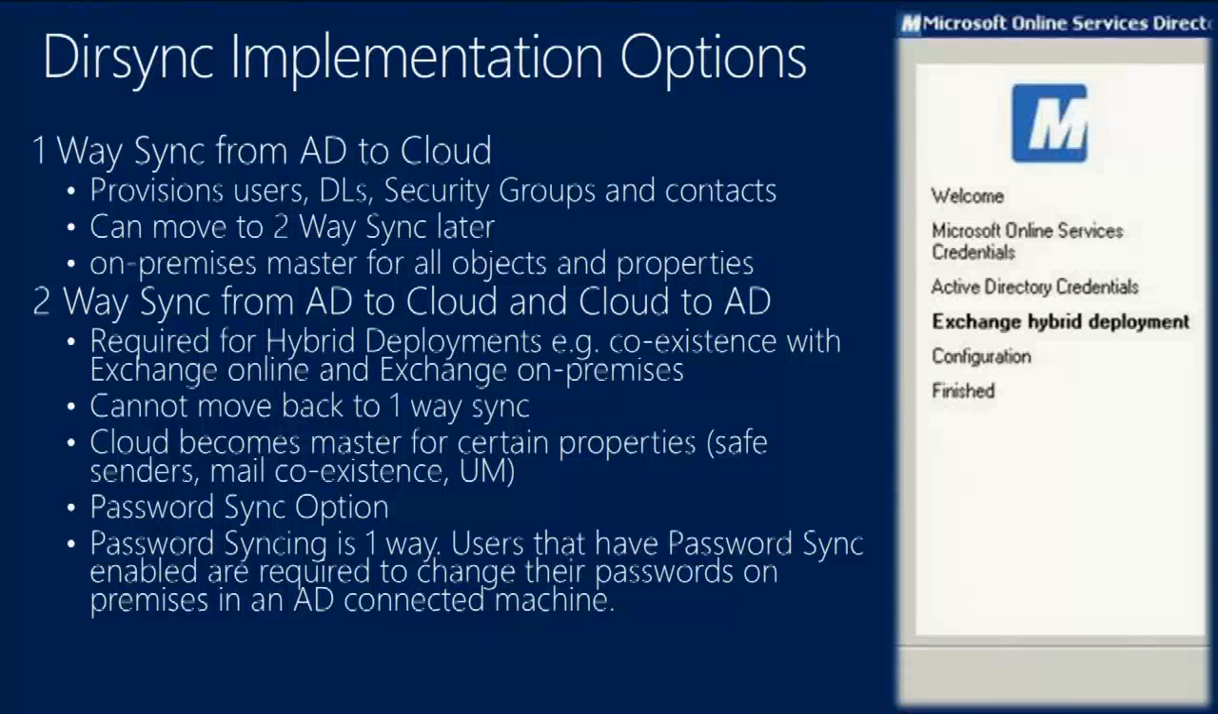So, options. You can do a one-way sync to the cloud: I go, I get. If you enable rich coexistence, you can have a two-way sync to the cloud. Basically, any changes that you make get pushed back. The only thing is it's an irreversible action. So once you click that switch, yes, for two-way, you can't then go back to one-way. Okay? So the cloud becomes the master for certain properties, for example, the safe senders lists and so on in Exchange.